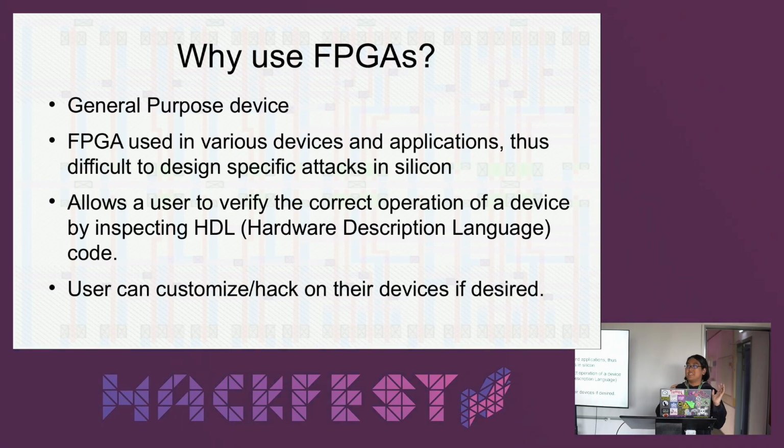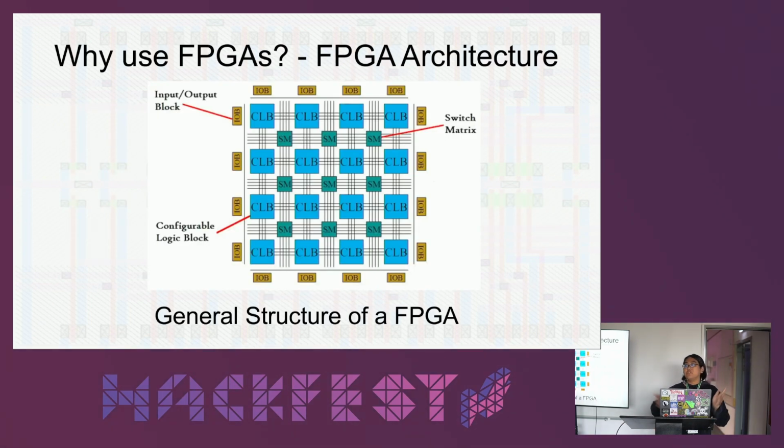In this example, we're going to use FPGAs, right? And why use FPGAs? Because they are general purpose devices, and they are used in so many different devices and applications that it's difficult for any attacker to design specific attacks in silicon. It also allows a user, if you have the hardware description language code, to inspect that code, verify that the device correctly operates based on that HDL, and customize your device if you desire. And this is the general structure of an FPGA, right?